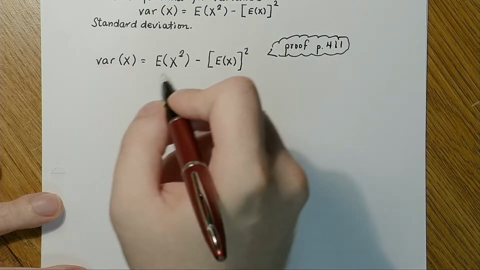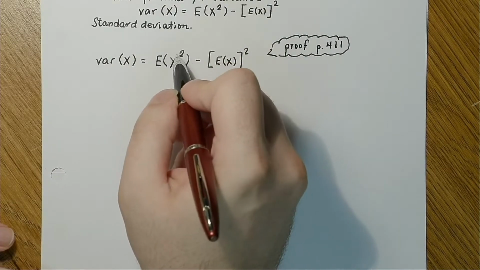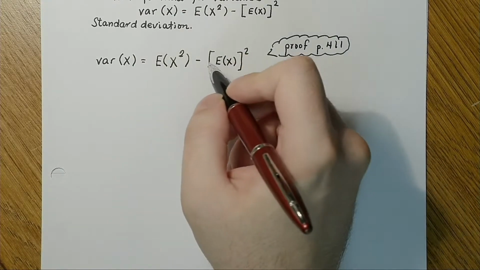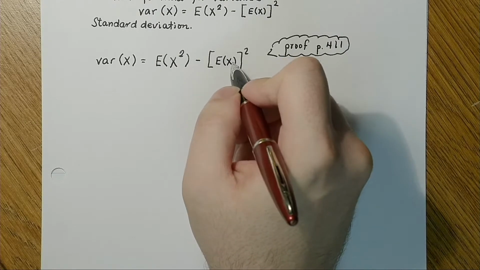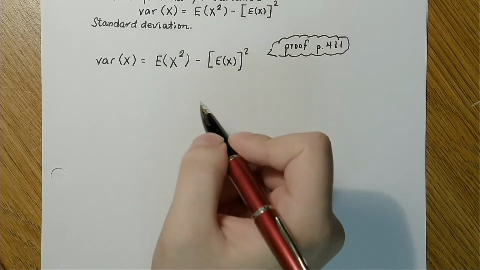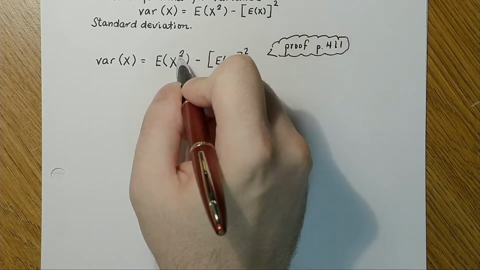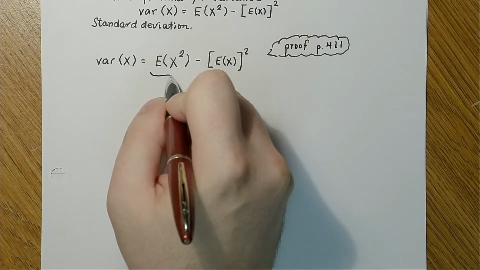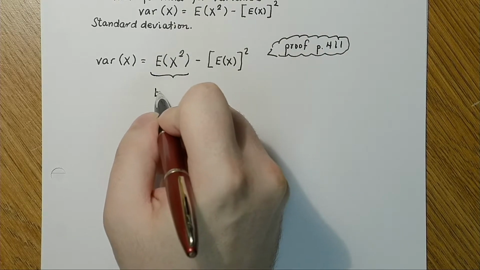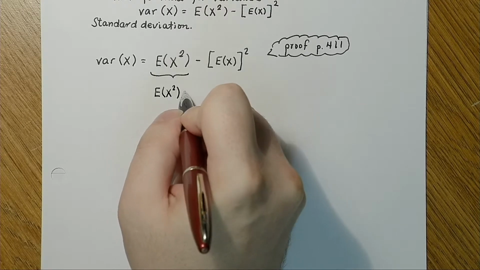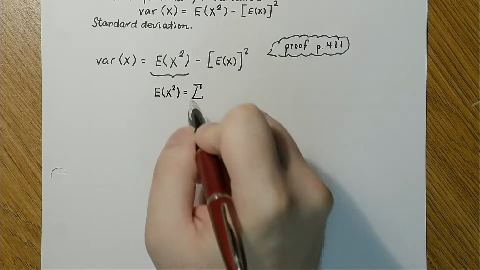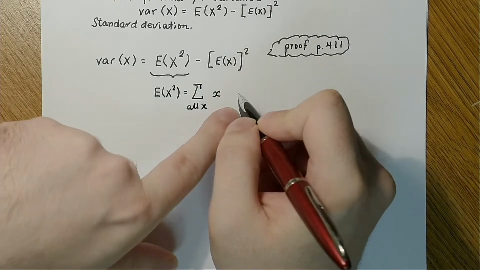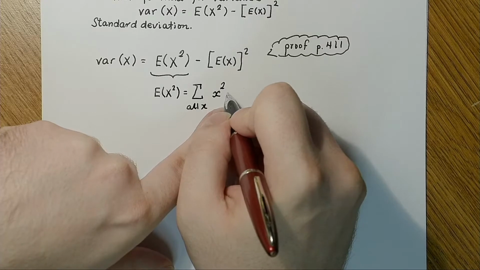The interesting part about this one is that we have to calculate the expected value of x squared. It's different than the expected value squared. I know it sounds pedantic, but there is a semantic difference between these two. Because the expected value of x squared means the summation over all the values of x, not just the value of x, but x squared times its probability.